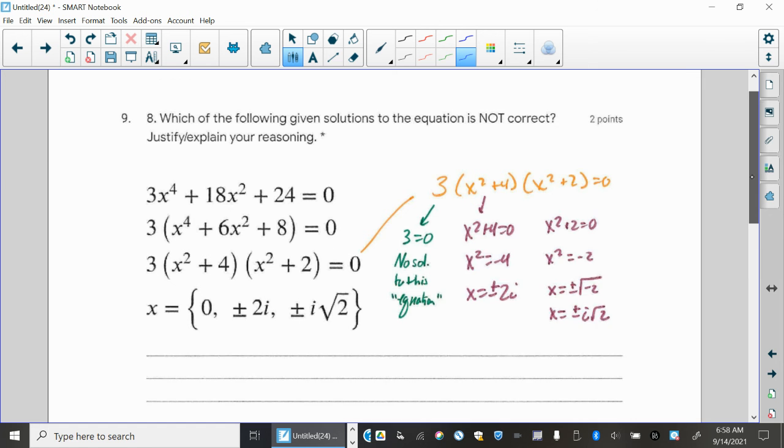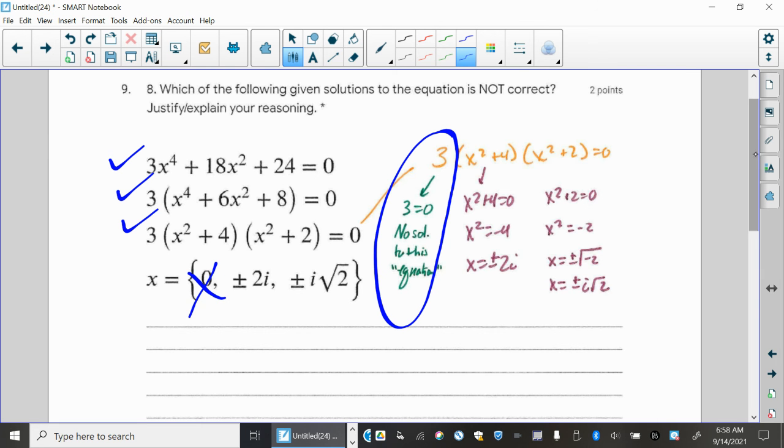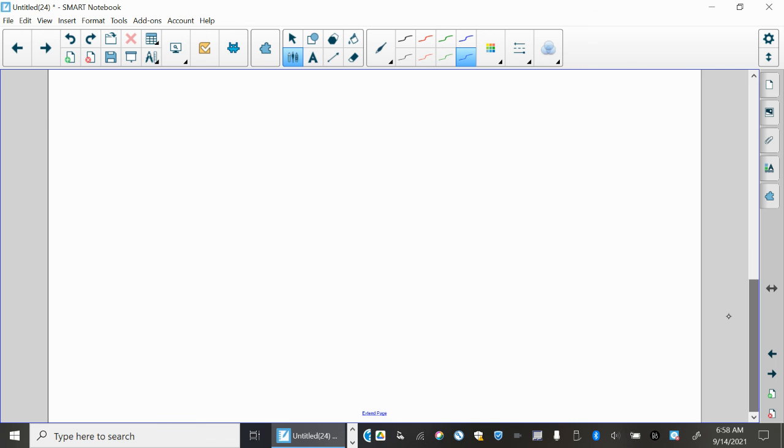And okay, this one right here, I just had to explain this. This you factor out a 3. We factor this correctly. Here's x squared plus 4 gives us positive negative 2i, x squared plus 2. And again, most of us are very good with that. But just be careful. If you factor a number out, that doesn't give you an extra solution, only if it has a variable. So this one would be incorrect. And I believe that's it.